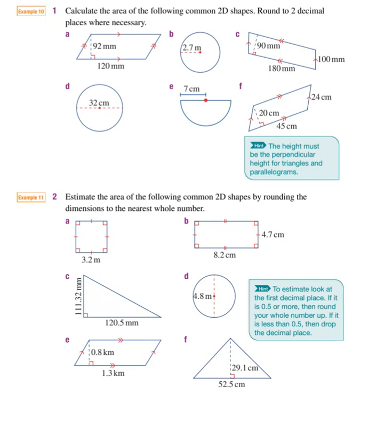92 times 120 millimeters will give you 11040. So 92 multiplied by 120 will get you 11040 millimeters squared. That would be the answer for that one.